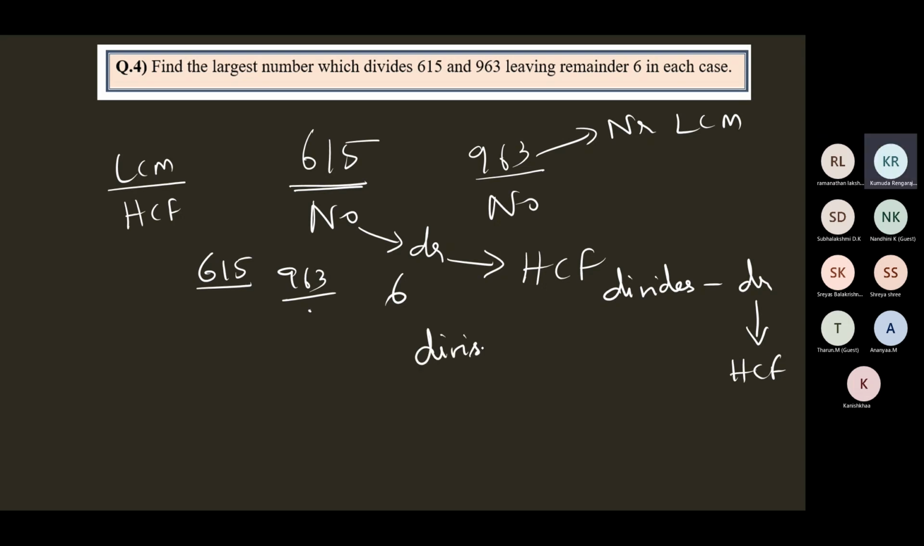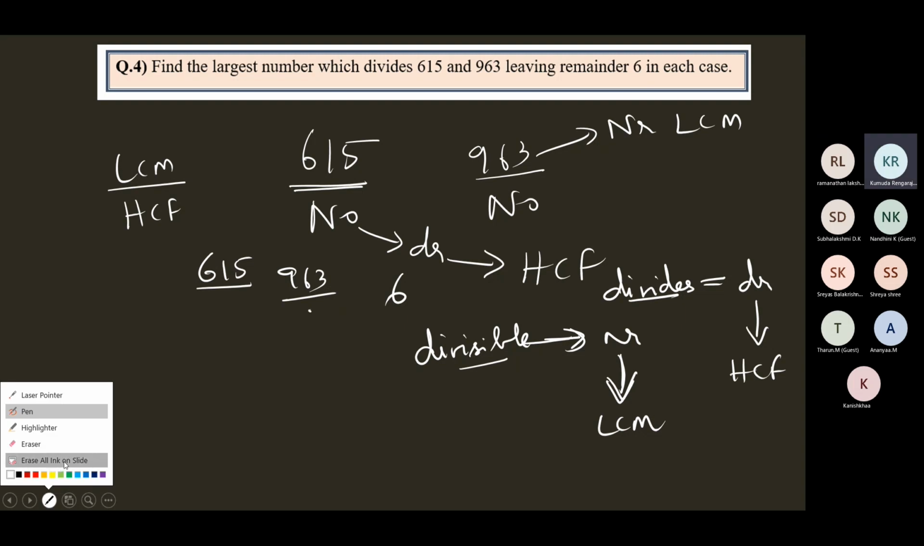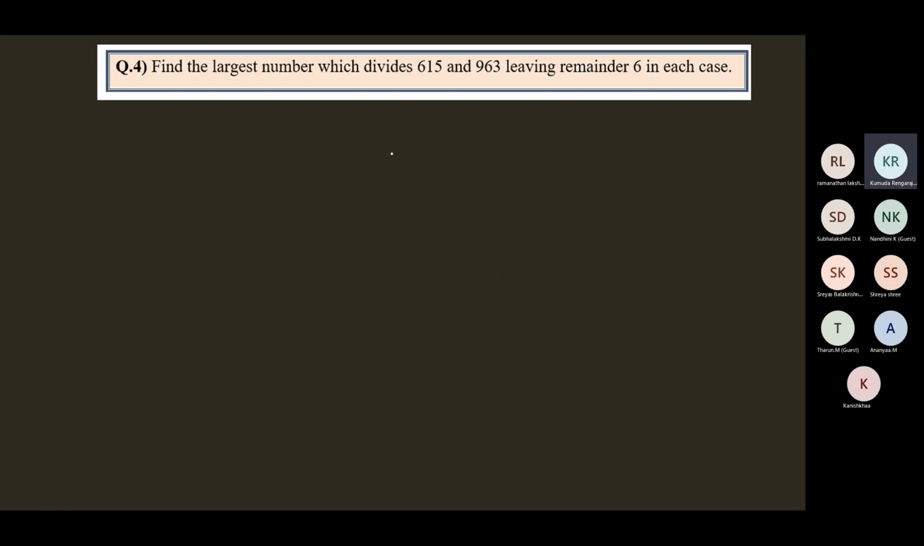The word divisible suggests numerator. Numerator means LCM. So mostly you will find these words, divides and divisible. Divides, denominator, that means you should find the HCF. Divisible means you should find the numerator, that means the LCM. Here we find the word divides, so we'll have to find the HCF.